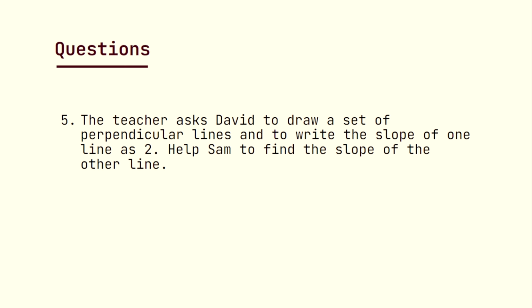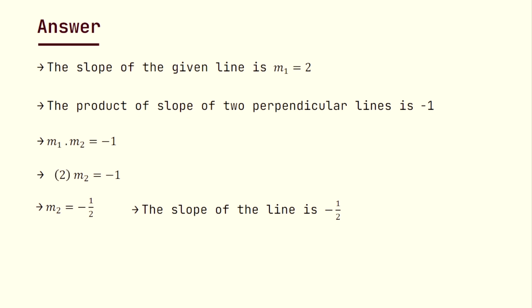Let's move on to the last question. Question number 5: the teacher asks David to draw a set of perpendicular lines and to write the slope of one line as 2. Help David to find the slope of the other line. From this question, we know that there are two lines. One line has gradient 2. So we can find the other line's gradient from this formula: m1 times m2 equals -1. 2 times m2 equals -1. So the gradient of the other line is -1/2.